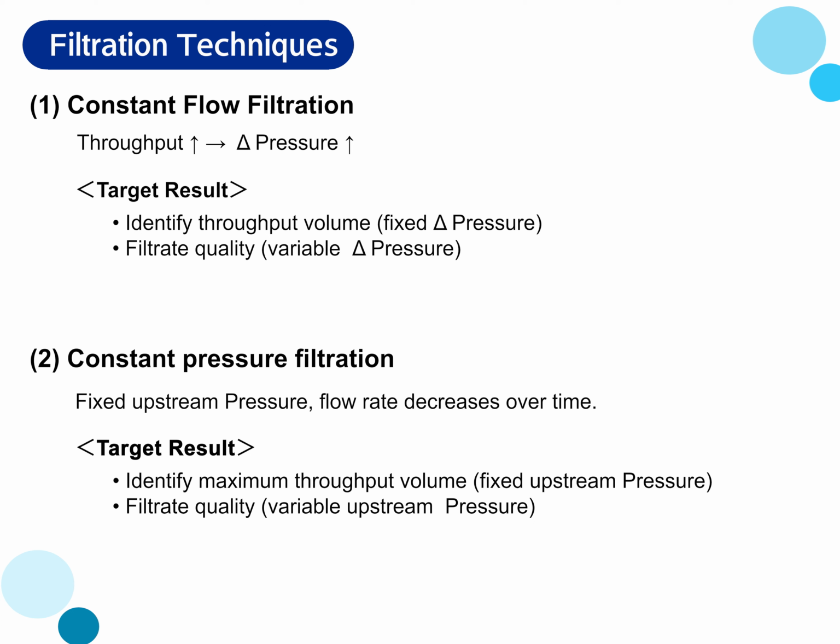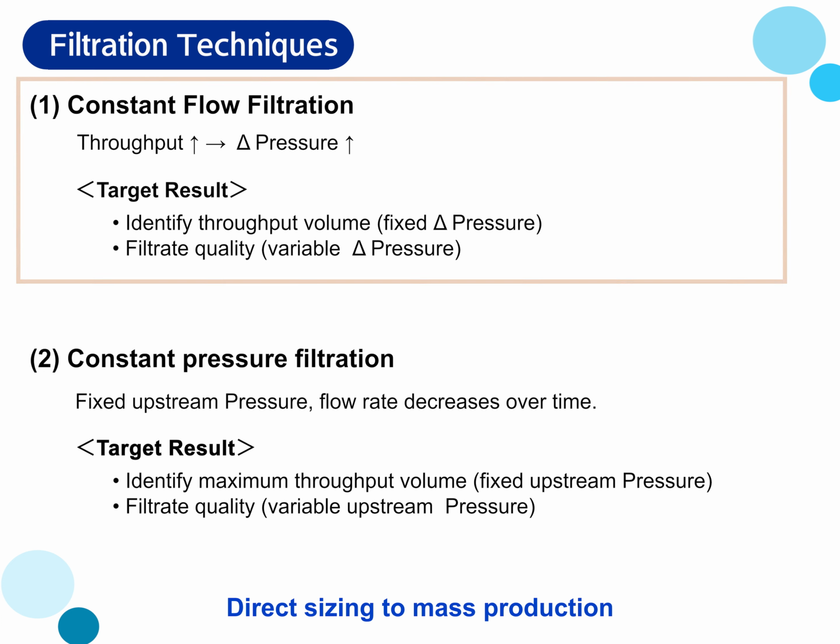These two filtration methods differ in the results obtained and in the equipment required. Selecting the method that best suits the conditions of use anticipated in mass production will enable effective operation of the data obtained. In this part, we will show you how to experiment with constant flow filtration. The experimental method for constant pressure filtration is introduced in a separate video.